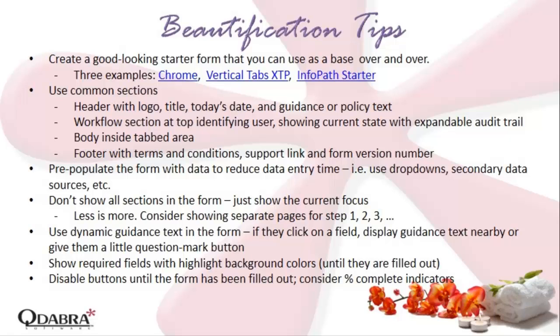Most InfoPath forms these days also involve workflow, so you'd want a section at the top with the user, the current state of the form, if it's submitted or approved or rejected, and probably a hide and show section at the bottom that shows the history, when it got approved, when it got rejected, why. Some comments in there would probably help. And the body would go inside a tabbed area. The Vertical Tabs XTP lets you do this.